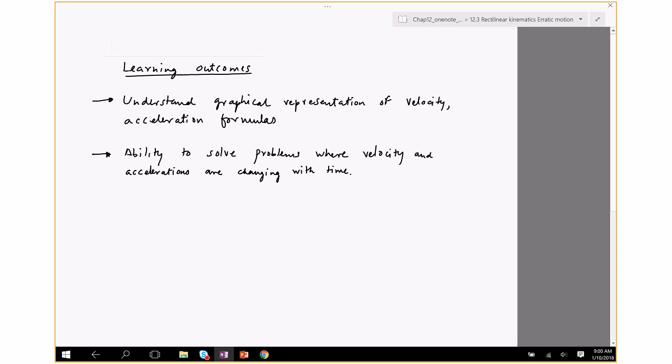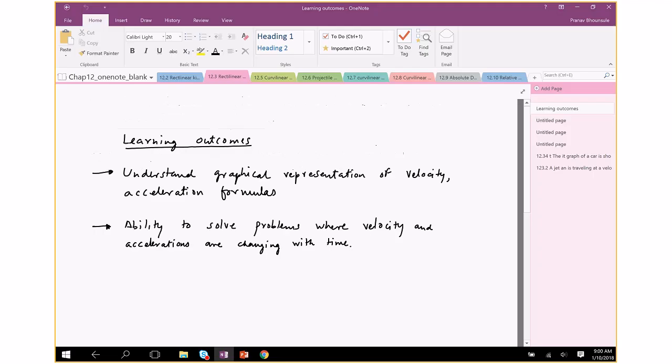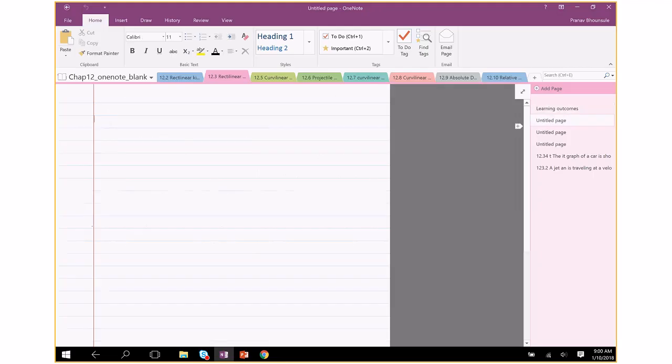Okay, let's start. So today's class is on section 12.3, which is erratic motion. We'll be looking at graphs of velocity versus time, acceleration versus time, velocity versus distance, and from those graphs, we'll be solving for distance covered, acceleration, velocity, and so on. Okay, so a brief overview before we start solving problems.